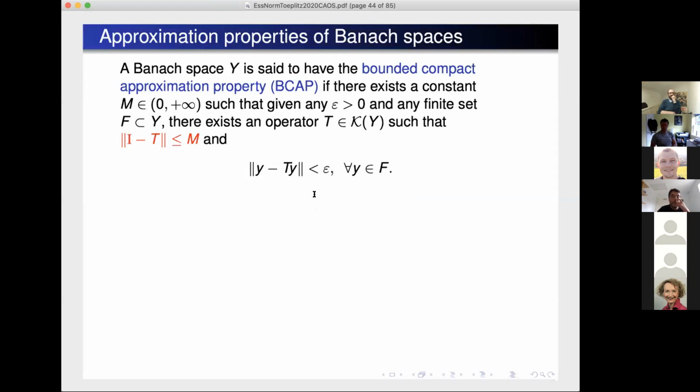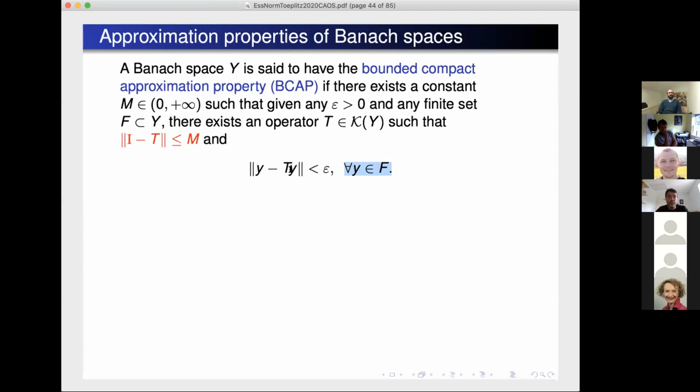So let me take you slowly through this. Let me start from the end. Somehow I always start from the end. Suppose you have a finite set in your space, okay? You want to approximate the identity operator there by a compact operator on a finite set. Well, it's very easily done. You have finitely many elements in F. Think of the subspace spanned by those. This is a finite dimensional subspace.